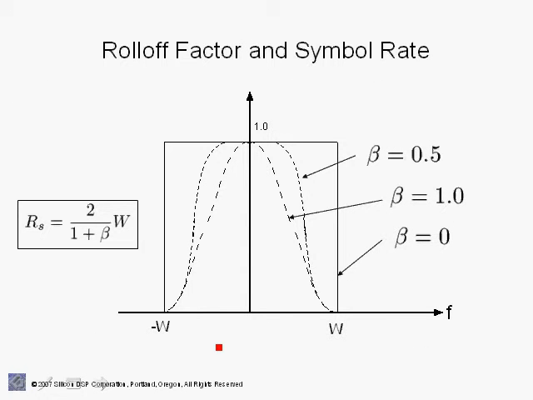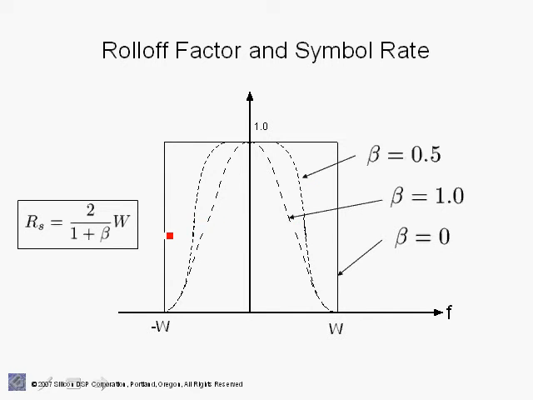In this diagram, we're illustrating the relationship between the symbol rate and the bandwidth and the roll-off factor. So consider the case here where we have a bandwidth of W hertz, so we have a channel that is band limited to W hertz, and we have the various raised cosine filters with roll-off factors, beta equals 0 for the rectangle, beta equals 1 for the case where we have 100% excess bandwidth, and beta equals to a half for 50% excess bandwidth.